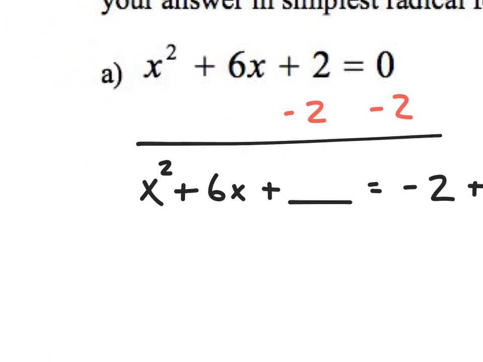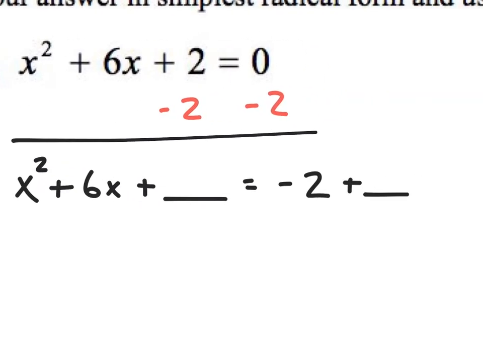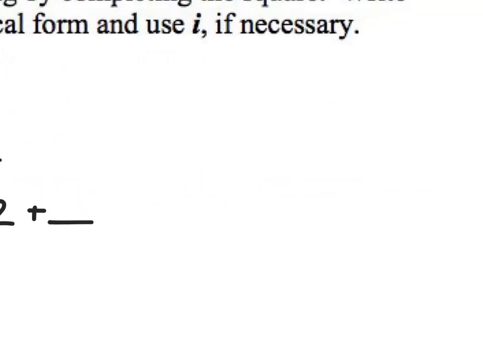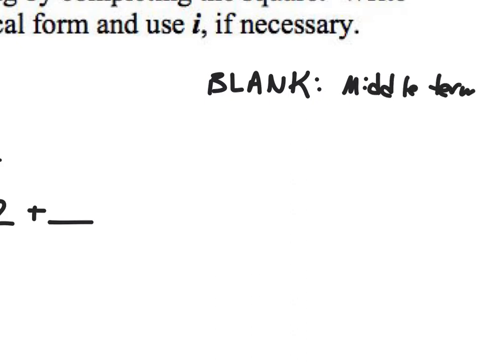Now, what's going to go in the blank is my middle term. So for the blank, I'm going to write this up here: take your middle term, divide it by 2, and square it, okay?